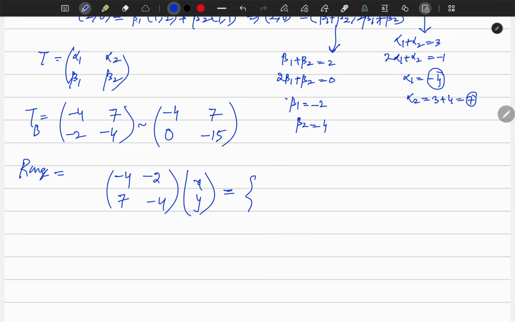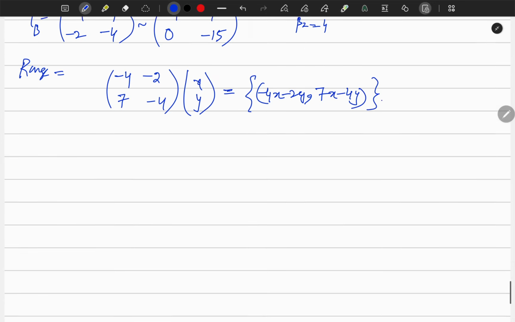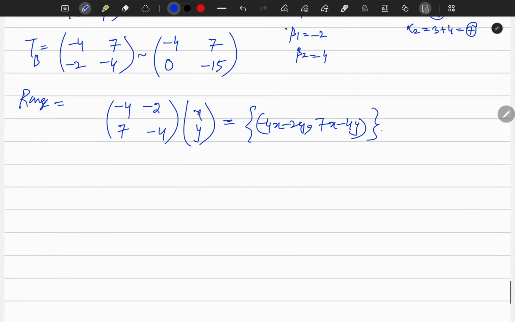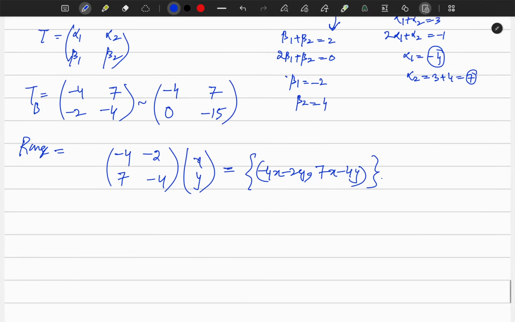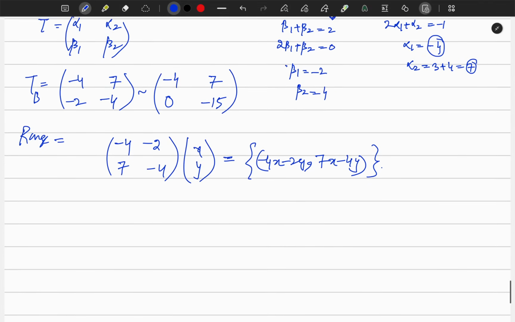So your range space will be minus 4x minus 2y comma 7x minus 4y. This is the range space. Or you can multiply the x and y to this as well, or make it into the echelon form. Similarly the kernel. Similarly you can find the inverse as well. How can you find the inverse? That's the main question. Find the inverse of this T of B.